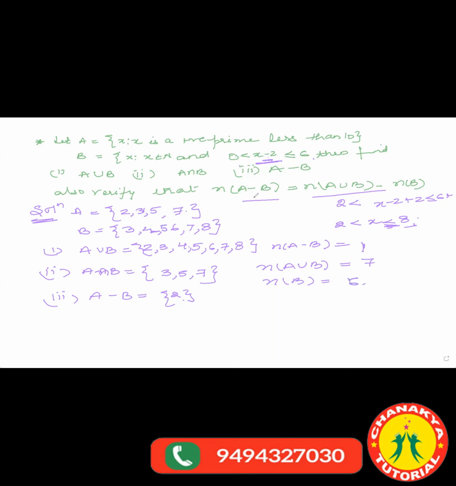Now just put the values here. n(A minus B) will be equal to n(A union B) minus n(B). Right? Just verify. The number of elements in the difference of sets A and B is equal to 1. The number of elements in A union B is 7, minus 6, it will be 1, equal to 1. So hence verified. Clear, beta? Have you understood?